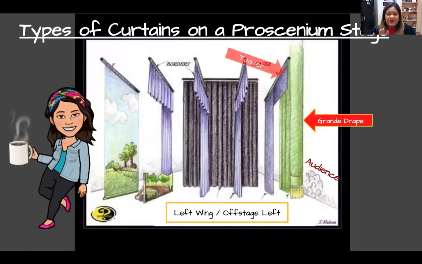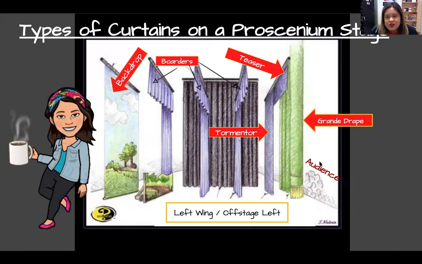Now we're going to look at kind of like a side view. So this is like if you were in the backstage area, looking towards the center of the stage. So this is where our audience is. That main curtain, the big curtain that opens and closes in front of the stage for the audience to see, that is going to be called the grand drape. We have some smaller curtains. These usually only come out from the sides a little bit, and so those are called tormentors. And then these shorter curtains are called borders.